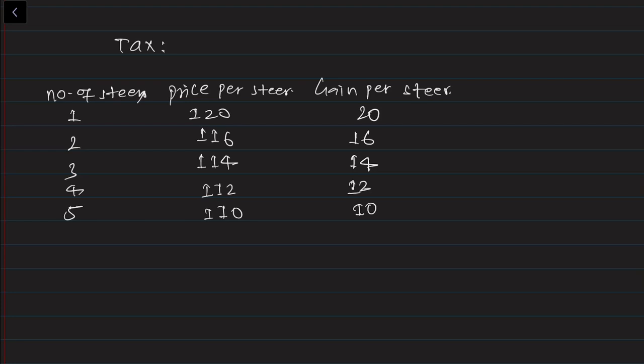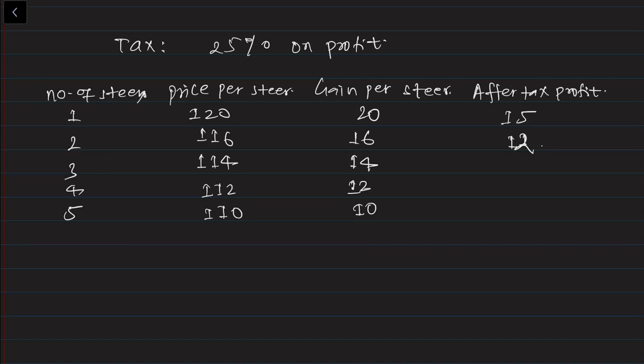Now suppose the tax is 25% on the profit. So this is the earned profit. So what is the after tax profit? 25% of 20 is 5. Then the profit is 15, right? Similarly, 25% of 16 is 4. Then the profit is 12. Okay. And similarly, we can calculate for the others: 10.5, 9, and 7.5.